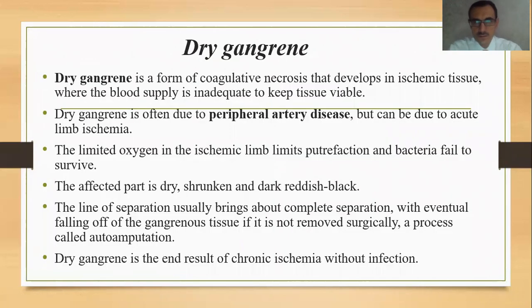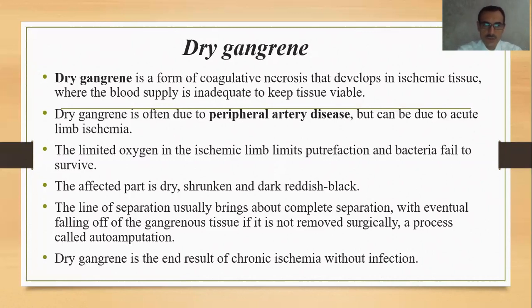The gangrene, as we said, there are three types. First, the dry gangrene. Dry gangrene is a form of coagulative necrosis, a subtype of the coagulative necrosis that develops in ischemic tissue, where the blood supply is inadequate to keep tissue viable.